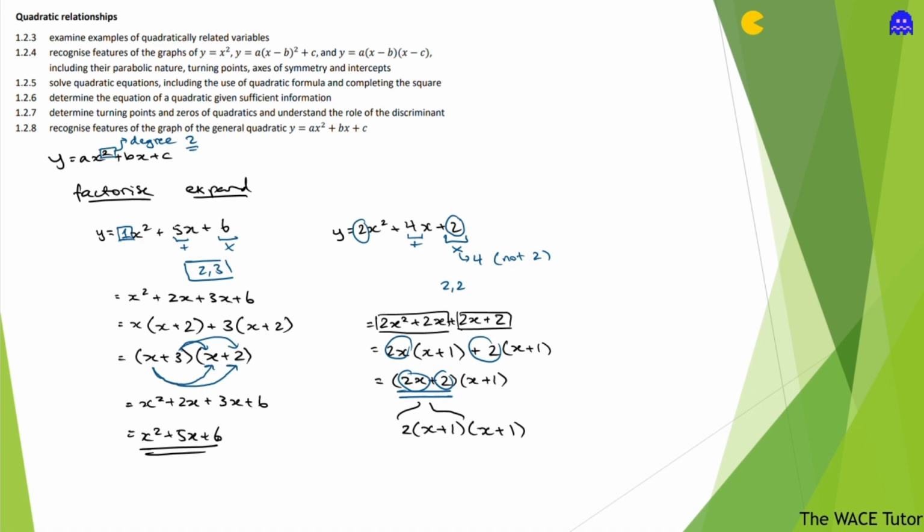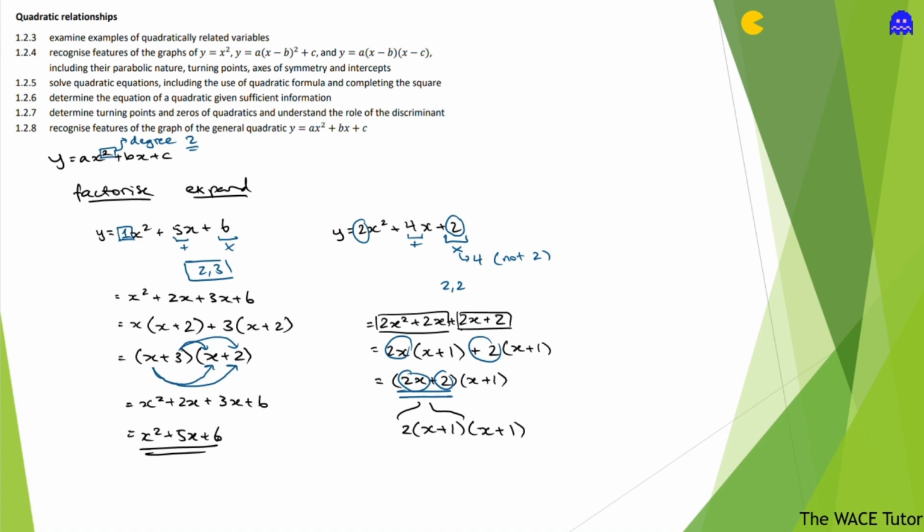Okay, so that's factorizing and expanding, and I would advise that you take a little bit more practice with some of the Sadler questions to get a handle on that if you haven't looked at factorizing and expanding quadratics in previous years.